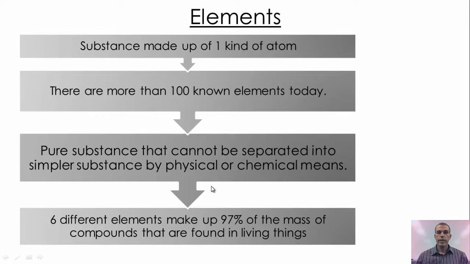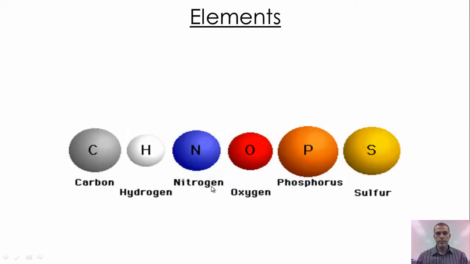There are 6 different elements that make up about 97% of our body, or almost all living things. The 6 that you can see here are carbon, hydrogen, nitrogen, oxygen, phosphorus, and sulfur. This might be familiar from your basic bio class. We've covered this many times. These are the atoms or elements that make up all living organisms.